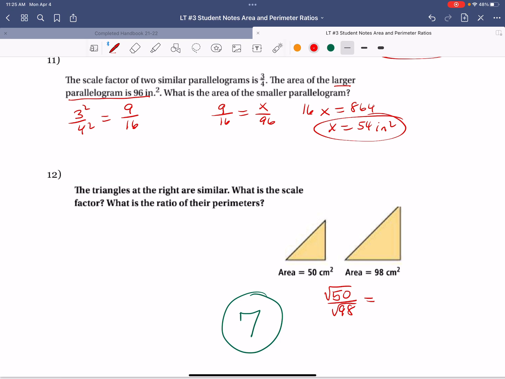Square root of 50, I can take 25 out. 25 times 2. Square root of 25 is 5. So this becomes 5 root 2. And 98, believe it or not, 49 goes into. So a 7 comes out, 7 root 2, and these cancel, and I get 5/7. You could also use your calculator to reduce these using the y equals and do a over b fraction. So we get 5/7. So the scale factor is 5/7.